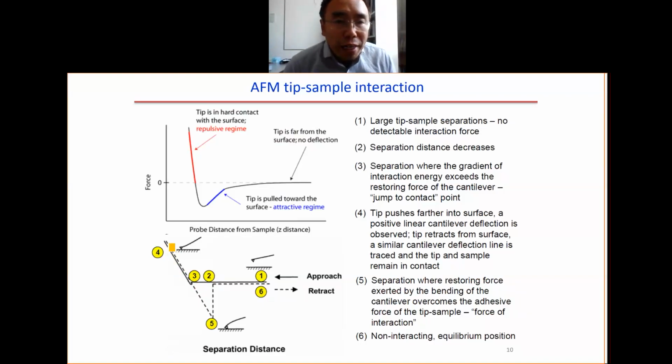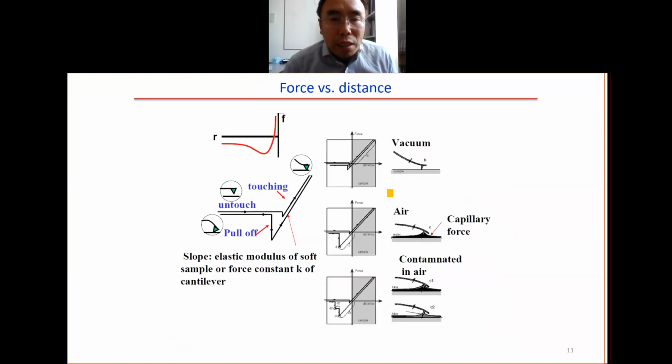Then you have this contact. But when you retract, you can see the curve come here, but you need to move to this point. Then it suddenly gets released. What's this point 5 here? When you do AFM in vacuum, the forward and back curves pretty much overlap. But when you do this in air, there is the capillary force. You need to pull the tip out of the capillary force, out of the liquid. That's why you have this here. If you have contamination, it can be even more complicated.